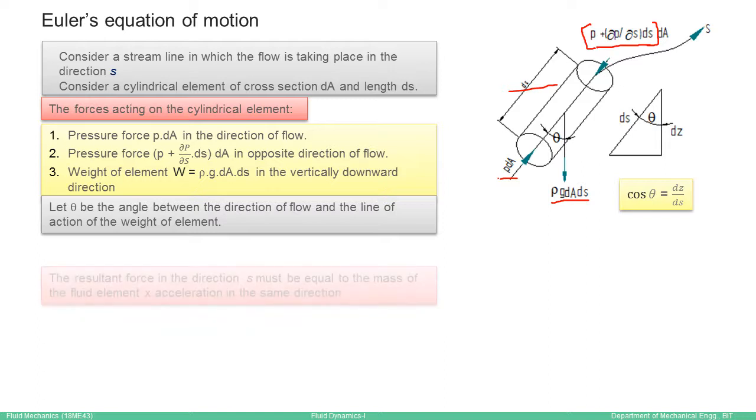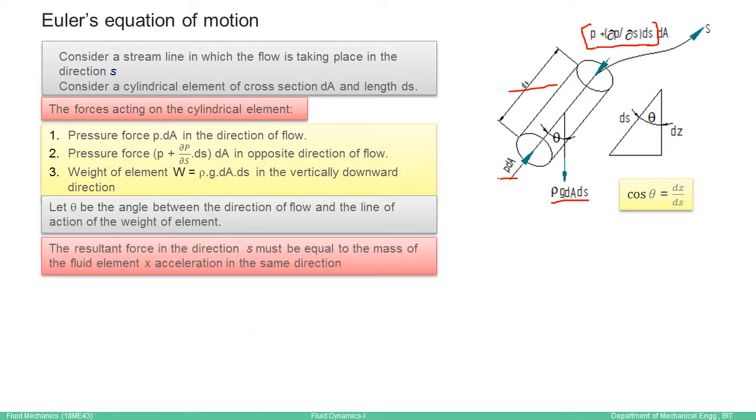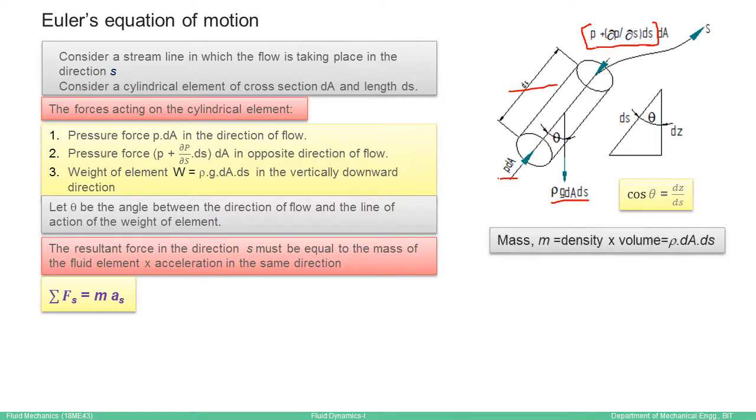And also there is a third force acting here, that is the force due to the weight of the element, that is rho g into dA ds, which is nothing but specific weight multiplied by volume. Rho g is the specific weight, dA and ds is the volume of the cylindrical element. And so to list them out, there are three forces acting on the fluid element, out of which two are pressure forces and one is the weight component.